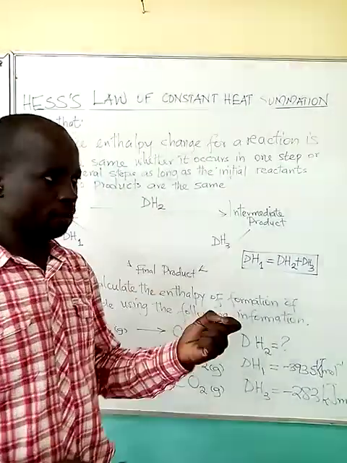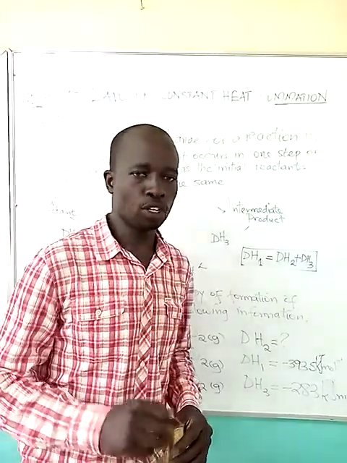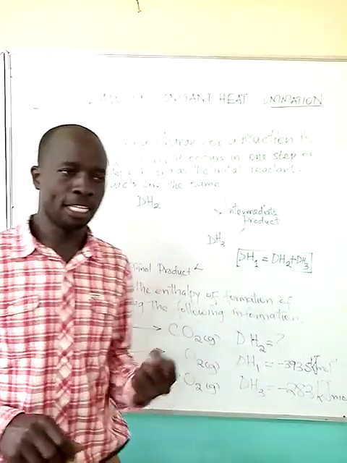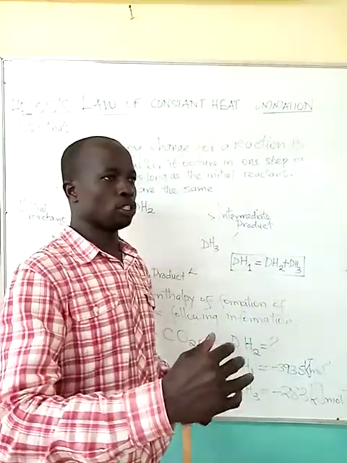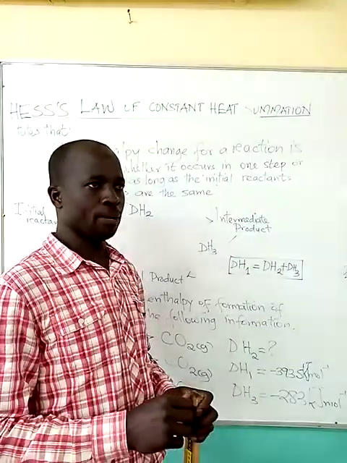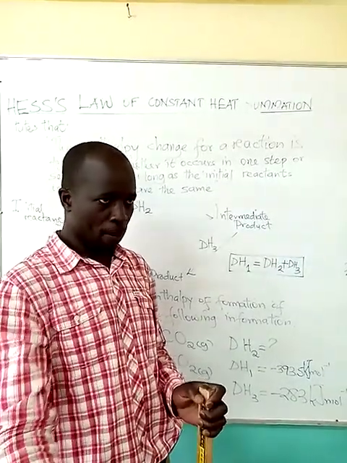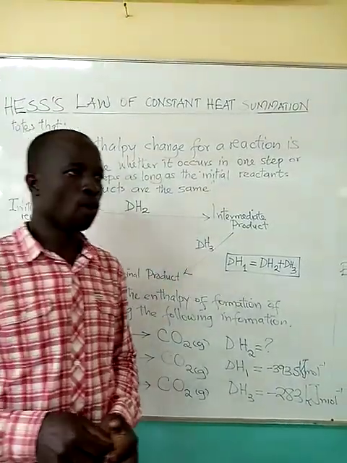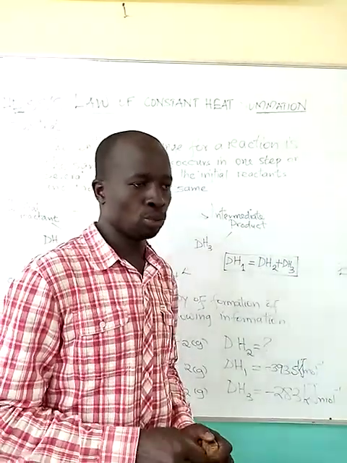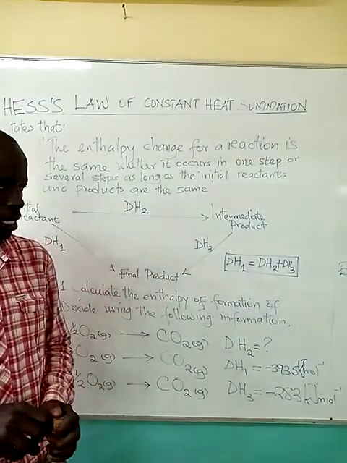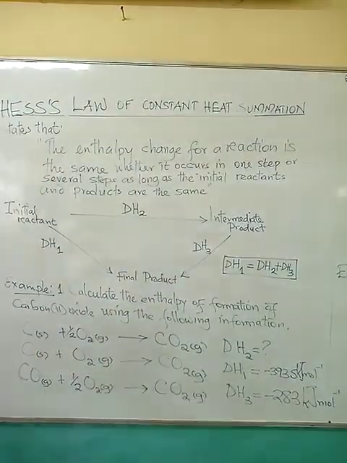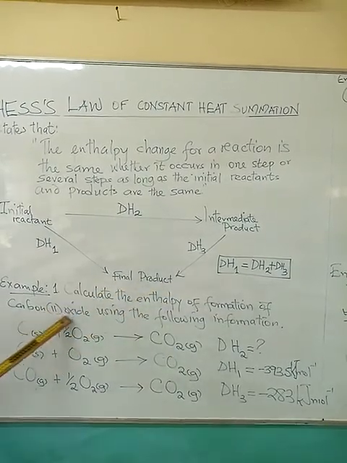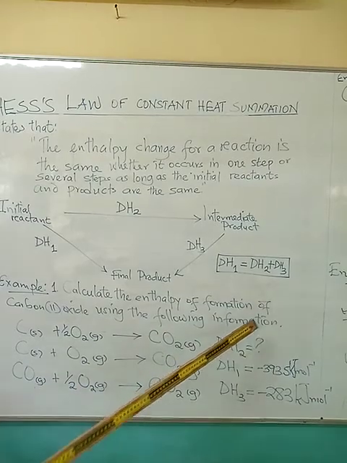Therefore, if the enthalpy of formation of carbon(II) oxide cannot be determined directly by just adding oxygen to form carbon(II) oxide, then we can make carbon(II) oxide become an intermediate product, then we oxidize carbon(II) oxide to give us carbon(IV) oxide, since we can determine the enthalpy change for the combustion of carbon(II) oxide to form carbon(IV) oxide. Let's look at an example. Calculate the enthalpy of formation of carbon(II) oxide using the following information.